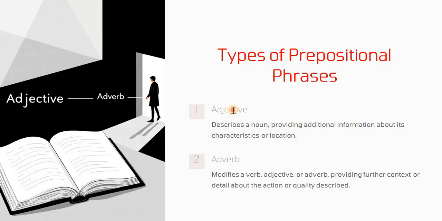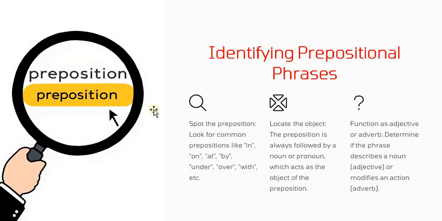The types of prepositional phrase. How do prepositional phrases work like an adjective? They describe a noun, providing additional information about its characteristics or location. So the role of the preposition is like an adjective, describing a noun. The same is the case with the prepositional phrase. Its use also refers to an adverb. It modifies a verb, adjective, or another adverb, providing further context or details about the action and quality described. This is the function of the prepositional phrase.